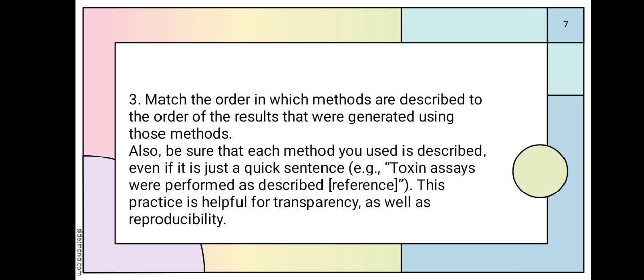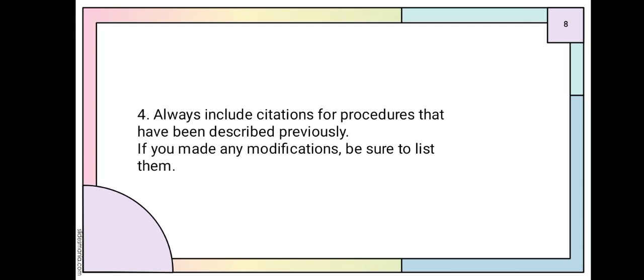3. Match the order in which methods are described to the order of results that were generated using those methods. Also, be sure that each method you used is described, even if it's just a quick sentence. Toxin assays were performed as described, reference. This practice is helpful for transparency as well as reproducibility. 4. Always include citation for procedures that have been described previously. If you made any modification, be sure to list them.